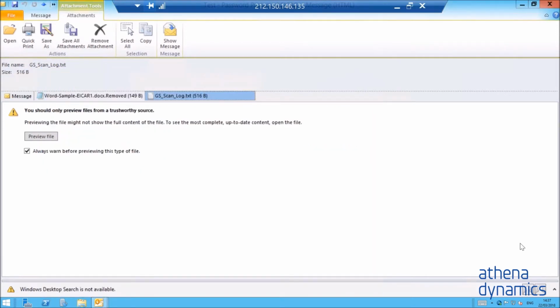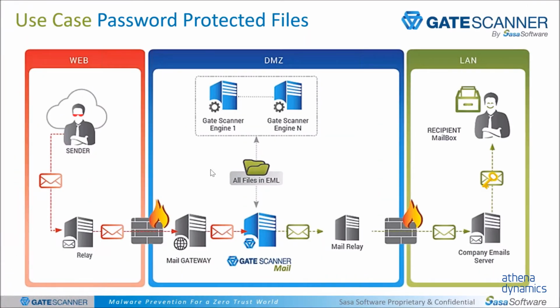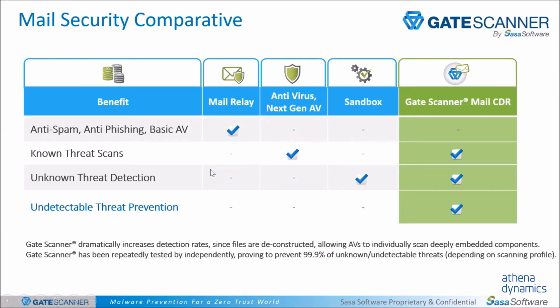Now, that's a great example of CDR at work. But just remember that even if I deactivated the AVs completely and did not detect the iCar, then GateScanner would have still disarmed that file and prevented the threat. So even if this was a password-protected file with an extremely advanced attack inside, I still would have been safe.